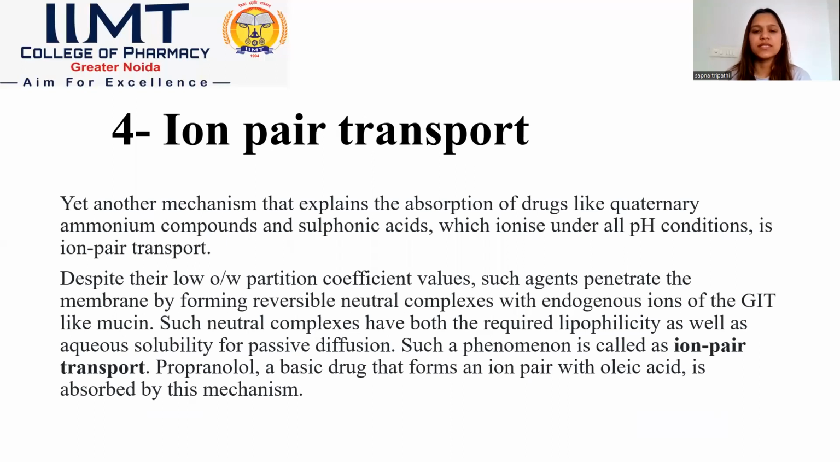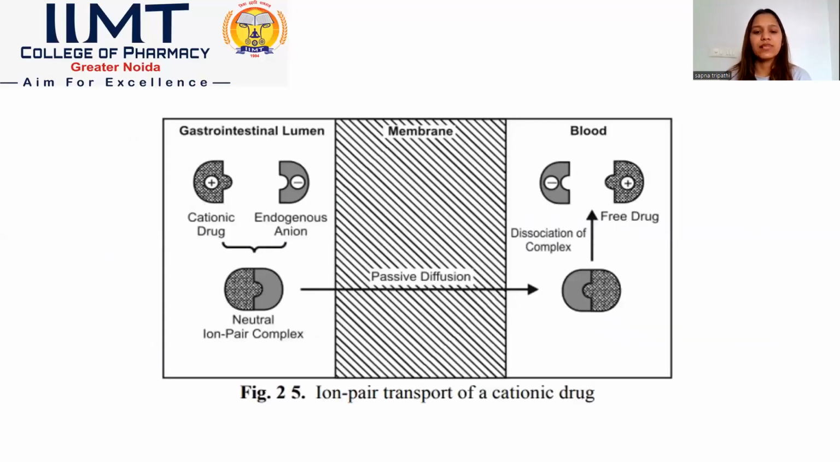Such neutral complexes have both the required lipophilicity as well as aqueous solubility for passive diffusion. Such a phenomenon is called ion pair transport. Propranolol, a basic drug that forms an ion pair with oleic acid, is absorbed by this mechanism. And this is the diagram of ion pair transport. See, in the GI lumen, a cationic drug forms a neutral complex with the endogenous ion. Then it easily crosses the membrane and reaches the blood, and when it reaches the blood, it dissociates.